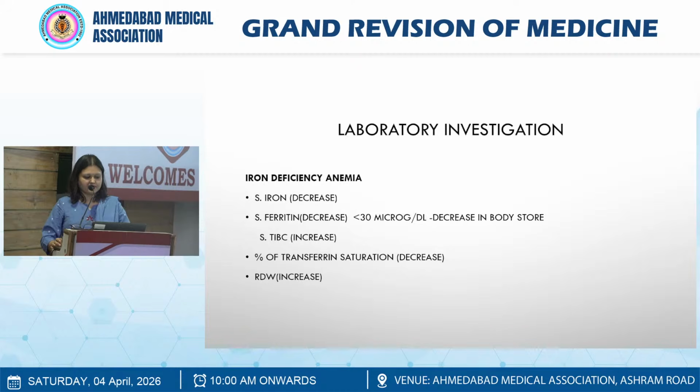So if we suspect iron deficiency anemia, then go for serum iron, serum ferritin, serum TIBC, percentage of transferrin saturation and red cell distribution width. So here I would like to mention about serum ferritin. Serum ferritin is an iron storage, right? If it is less than 30 microgram per deciliter, then it suggests decrease in iron store.